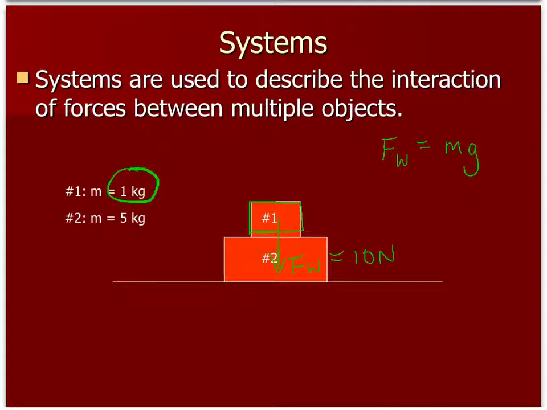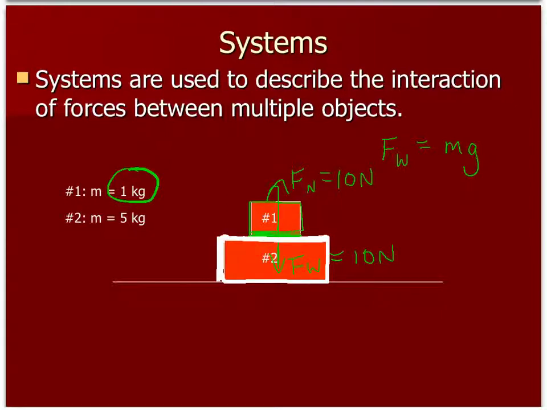Now, in the last couple lessons, this would have been sitting directly on the table, and we know that the table would be providing a normal force that acts perpendicular to that contact surface. Here, it's not sitting on the table, but it is making contact with block number 2, which in this case will provide that normal force, which is still going to be perpendicular to that contact surface. And because we know that F net has to be 0 here because block 1 is at rest on top of block 2, I know that it has to be equal and opposite of FW. So its normal force is also 10 newtons.